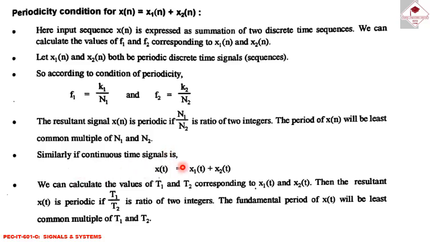Similarly, a continuous time signal is denoted by x(t) equal to x1(t) plus x2(t). We can also calculate the values of T1 and T2 corresponding to x1(t) and x2(t). Then the resultant x(t) is periodic if T1 divided by T2 is a ratio of two integers. The fundamental period of x(t) will be the least common multiple of T1 and T2.